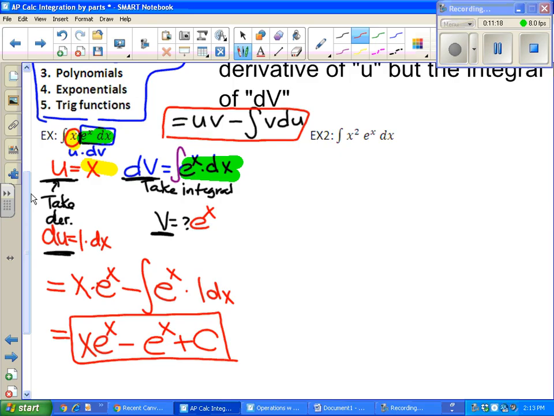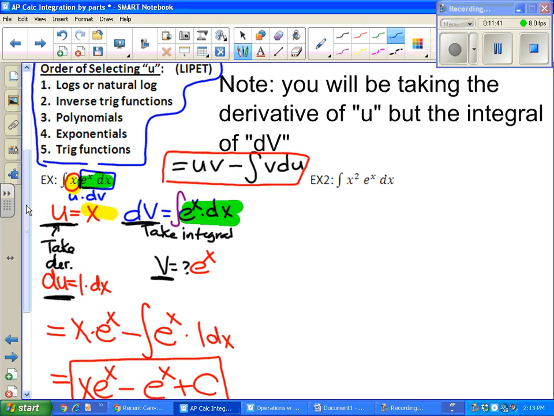Again, integration by parts is the last technique that you do need to know. I have a feeling you'll definitely have some problems that you might need to practice this with. Example number 2 is almost the same problem, except I have x squared. If I have to pick between x squared and e to the x, I'm going to remember my LIPET: logs, inverse trig functions, polynomials. Polynomials comes before exponentials, so that means u is going to be x squared. So that means this right here is going to be dv.